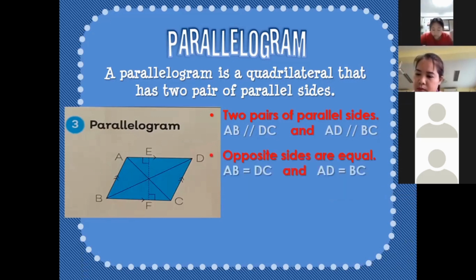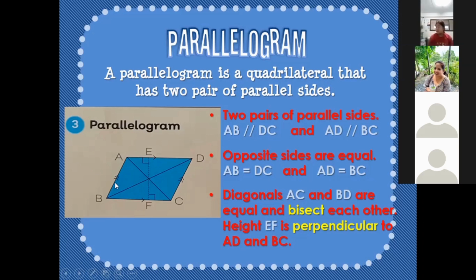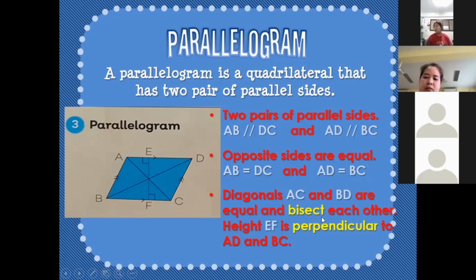Opposite sides are equal. AB is equal to DC. AD is equal to BC. And the diagonals AC and BD are also equal in length, and they bisect each other. As we can see here, the height EF is perpendicular to AD and BC. Again, perpendicular looks like a T. They touch each other at 90 degrees.